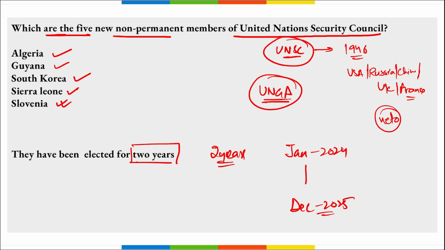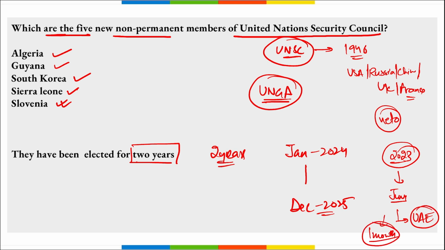Then remember, if we talk about who is having the presidency of United Nations Security Council for 2023, this time the presidency for June 2023 is with United Arab Emirates, right? And this presidency is for 1 month. Next month, in alphabetical order, the presidency will change, correct? And if we talk about United Nations General Assembly, where is the headquarter of it? It is in New York, USA.